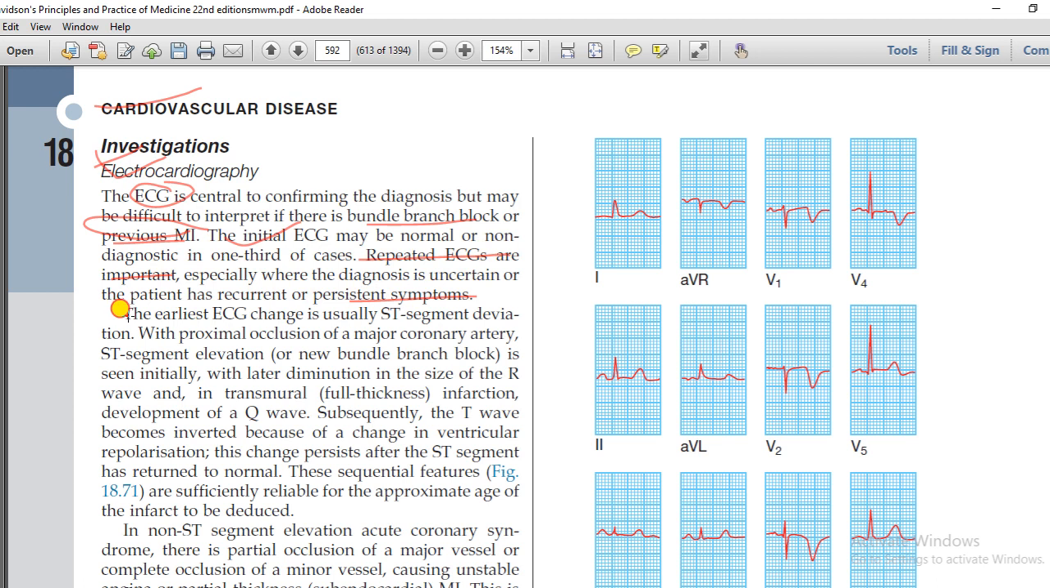The earliest electrocardiogram change is usually ST segment deviation, with a proximal occlusion of a major coronary artery. ST segment elevation is seen initially, with a later diminution in the size of the R wave, and in transmural full-thickness infarction.